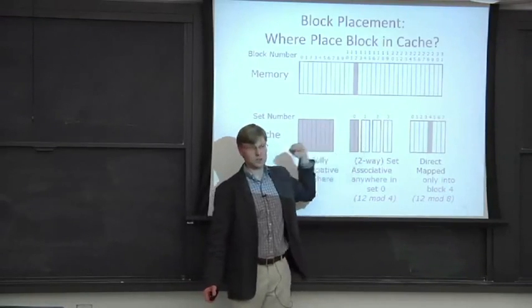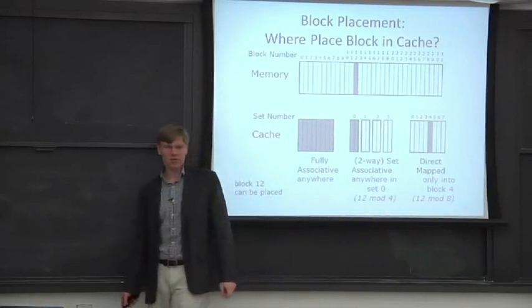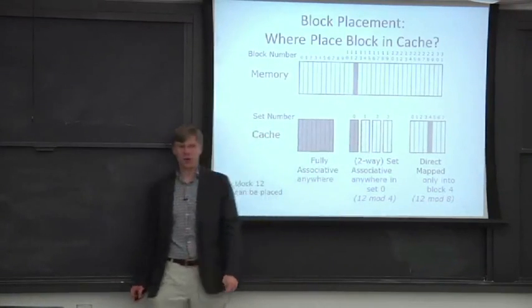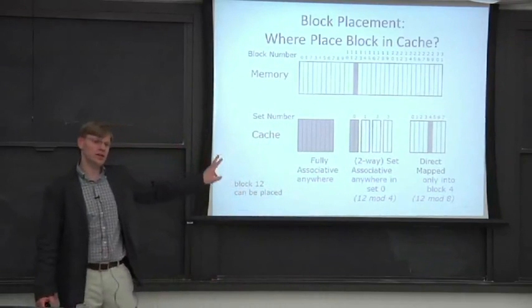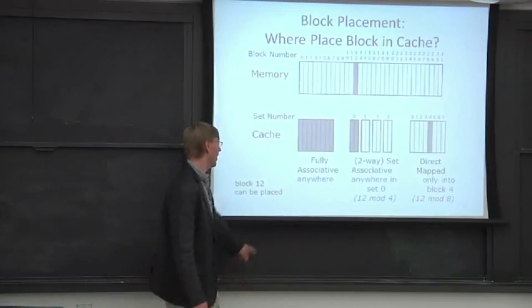Or they're called ways. So if we take 12 mod 4, that means 12 mod 4 is 0. So it has to fall into this bucket here. And it can be in either one of those 2 ways, and it can't be in both. That's an important point there.